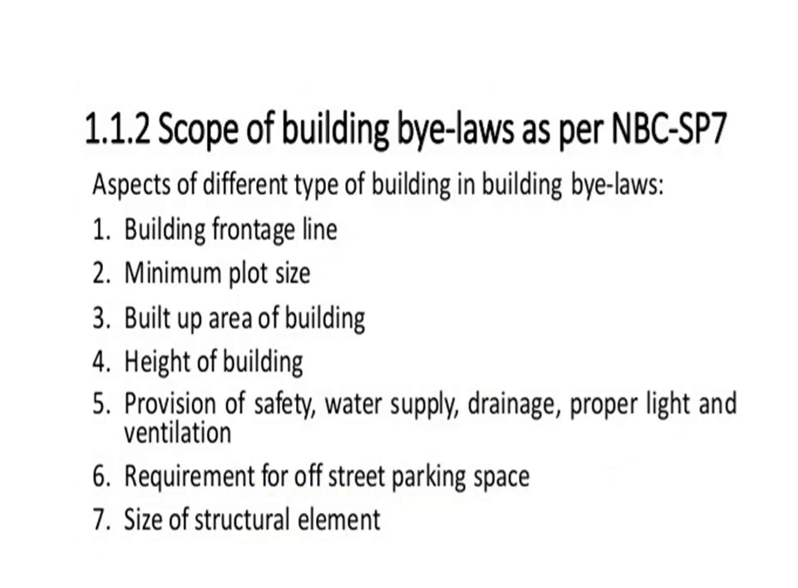In this slide we are going to see what is the scope of building bylaws as per National Building Code SP7. So as per SP7, aspects of different types of building in building bylaws consider building frontage line, minimum plot area, built up area of building, height of building, then provision of safety, water supply, drainage, proper light and ventilation. Also requirement of off-street parking space and size of structural element.